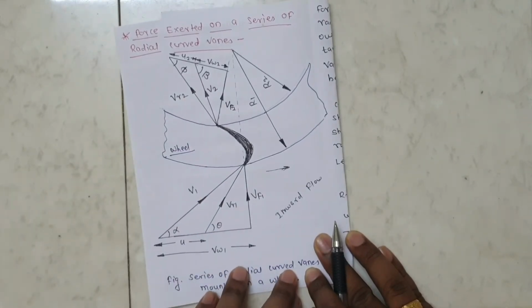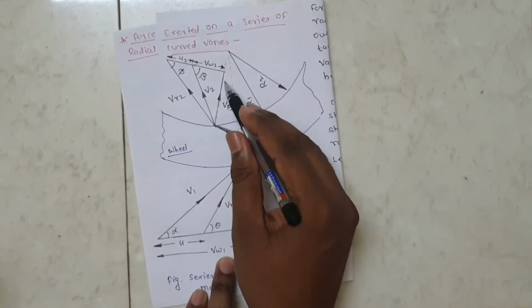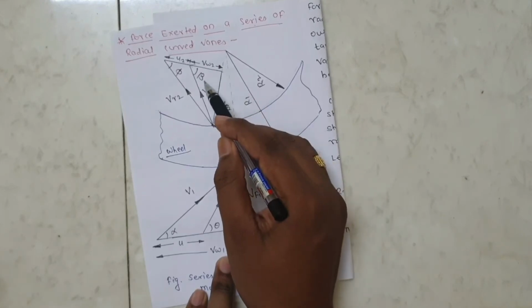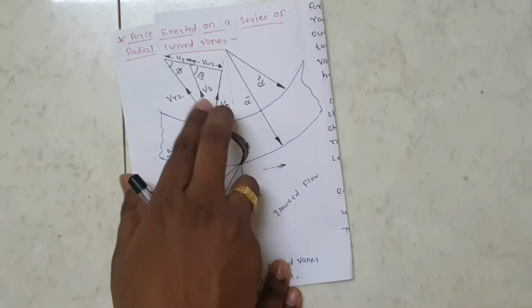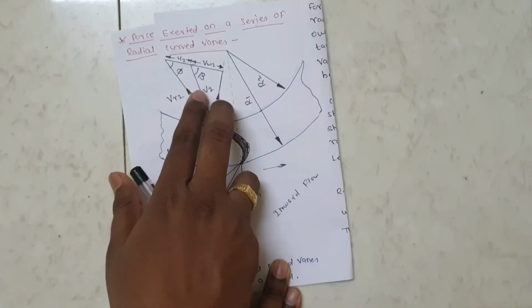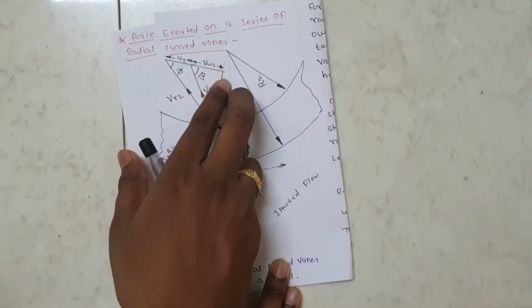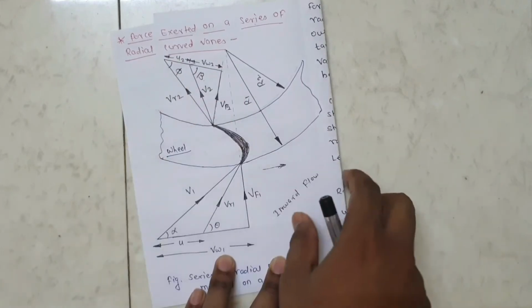Okay. When radial discharge takes place, at that time V2 is at an angle of 90 degrees, that means beta is 90 degrees. At that time V2 and VF2 overlap, and VW2 becomes 0 and beta is equal to 90 degrees, and this will become U2.